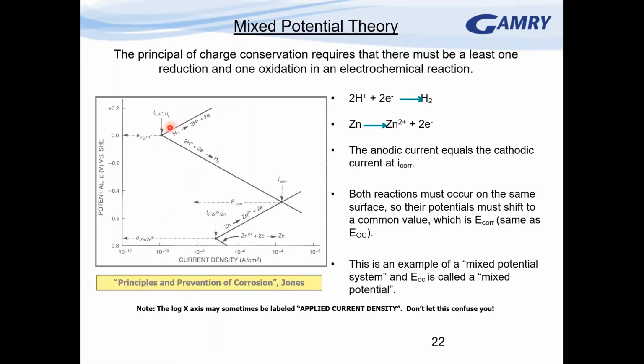Here we have the generation of hydrogen gas, and here we have the dissolution of zinc metal. Because of charge conservation, the corrosion potential and current are indicated by the point where the lines cross here. So we can get the corrosion current and the corrosion potential from that point where they cross.